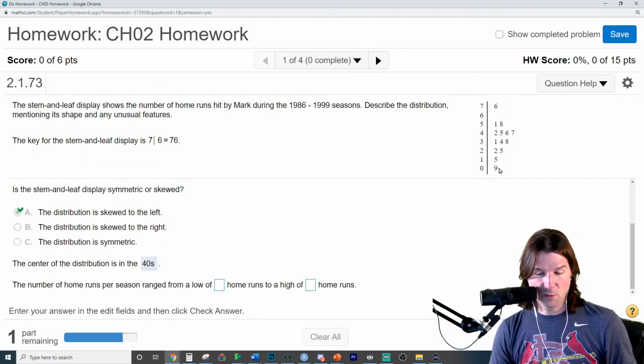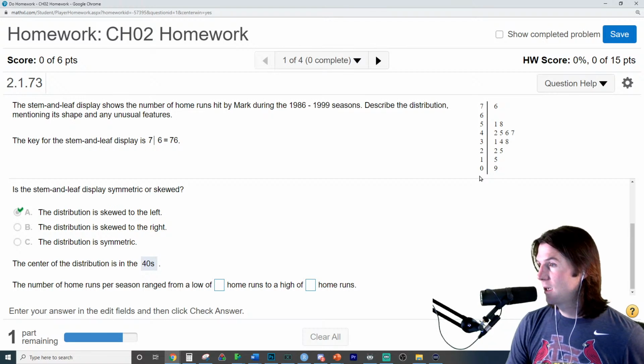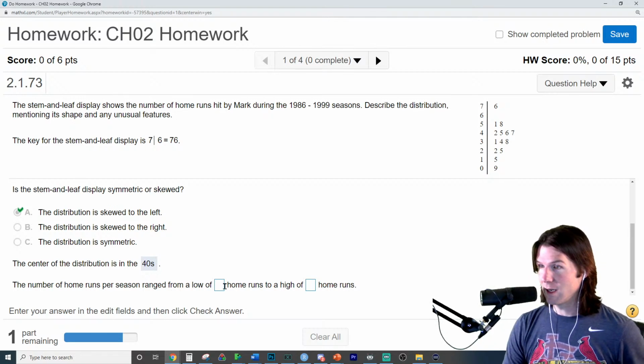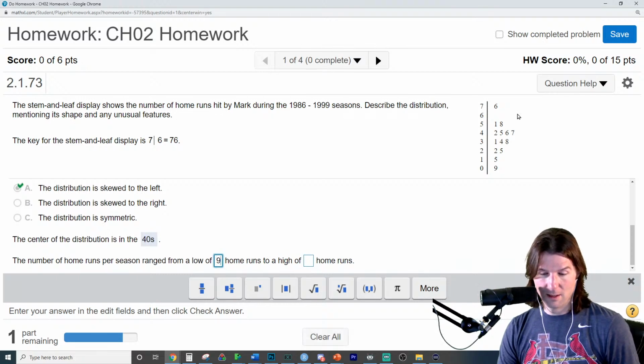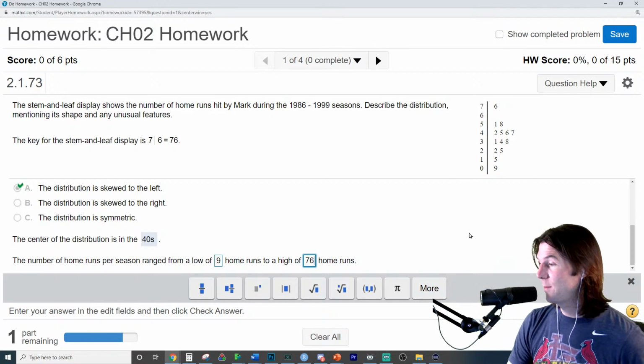The number of home runs has a range from, and this is how we have to read this, this means it's in the zeros. Like if this is 9 right here, that's 9. And then up here is 76. So this is called a stem and leaf. Nice job, Daria. Knowing how to read this is very important.